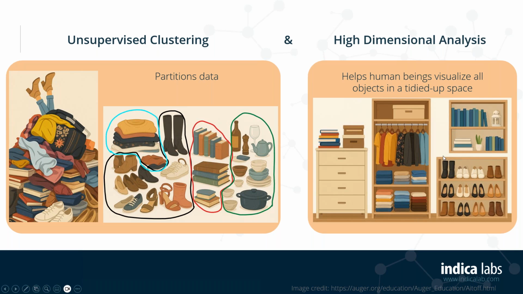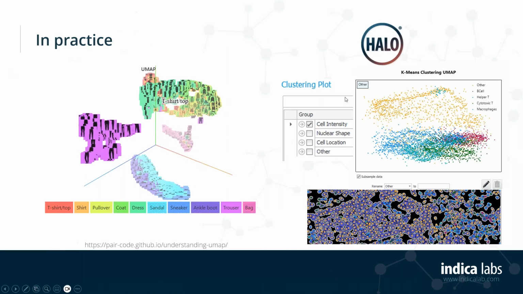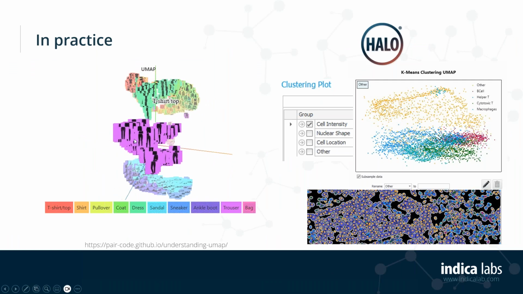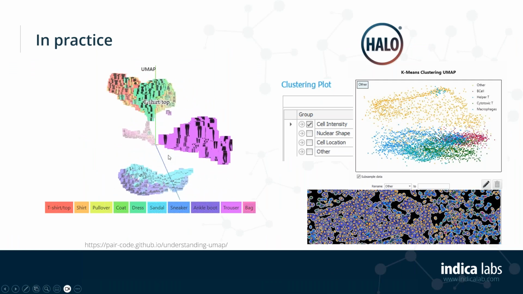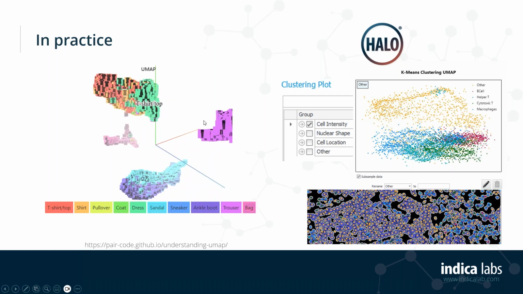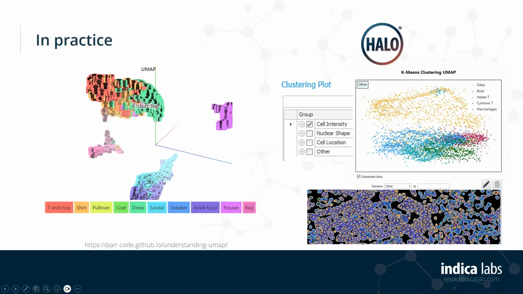And so how does this work in practice? Here we have a UMAP, which is our dimensionality reduction plot that allows us to visualize all items. So these are the clothes items I mentioned earlier.